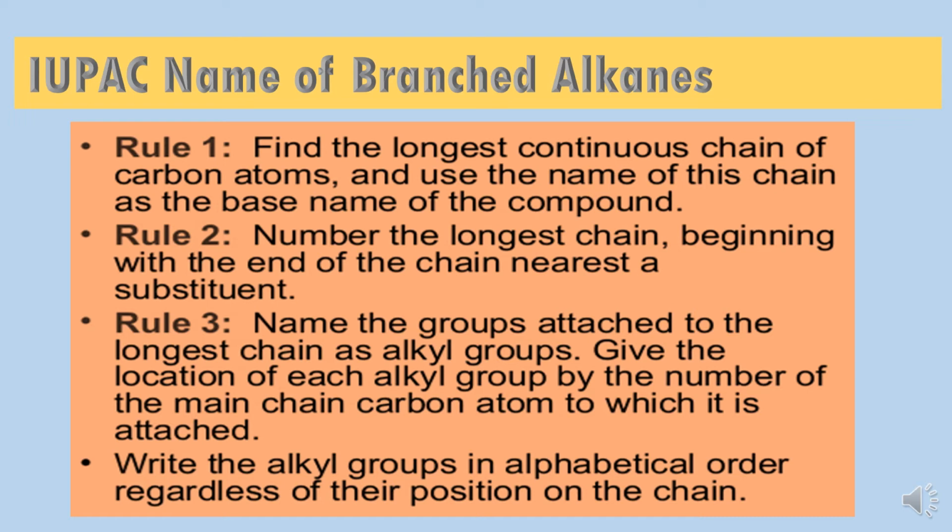The second rule is to number the longest chain, and the numbering should be done from that end where the substituent gets the lowest position. The third rule is that the groups attached to the parent chain are named as alkyl groups, and the location of each alkyl group is also indicated by the numbers of the carbons to which they are attached on the main chain. And write the alkyl groups in alphabetical order regardless of their position. While writing the name, you need to arrange those groups in alphabetical order.